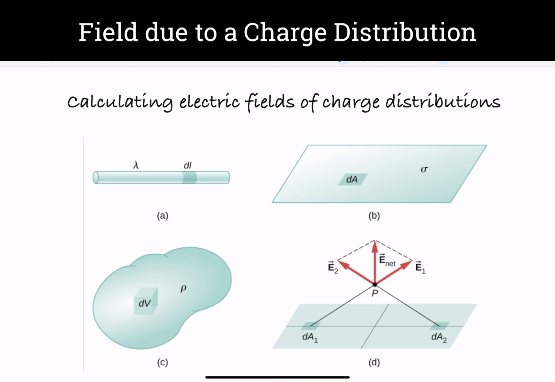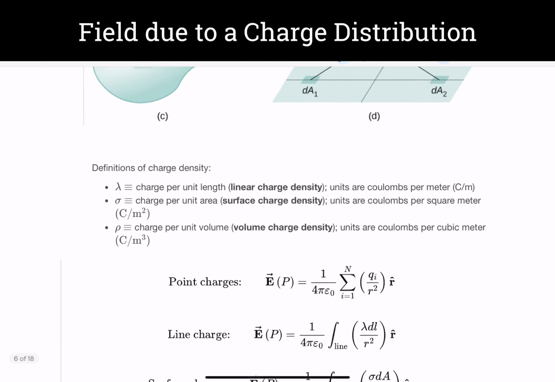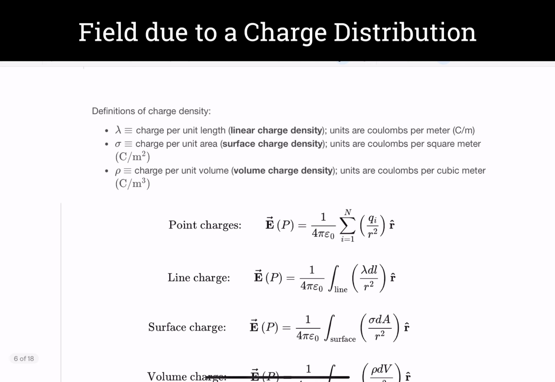So you have three constants given here. Lambda is the charge per unit length. It's called linear charge density, in coulomb per meter. Sigma is charge per unit area, also called surface charge density, and the unit is coulomb per meter squared. And rho is the charge per unit volume, and the units are coulomb per meter cube.